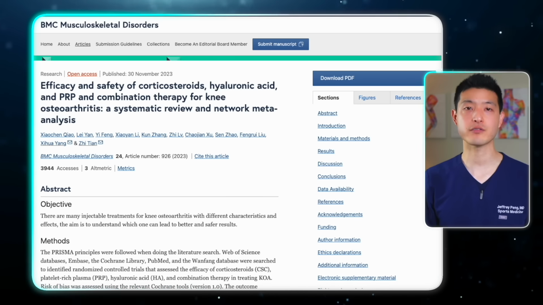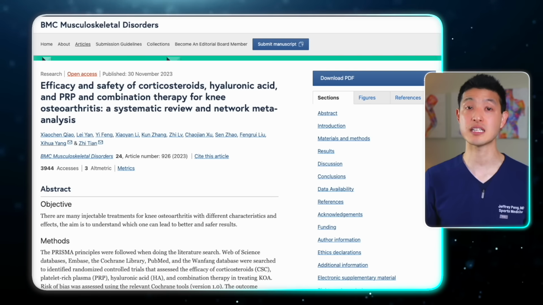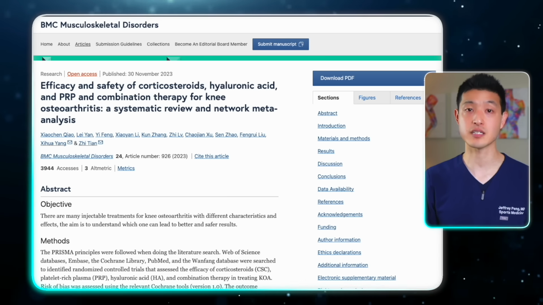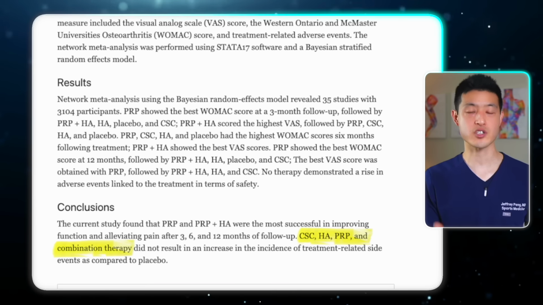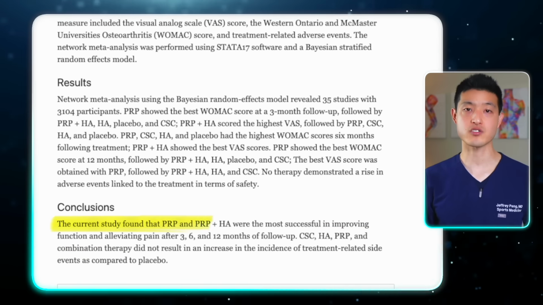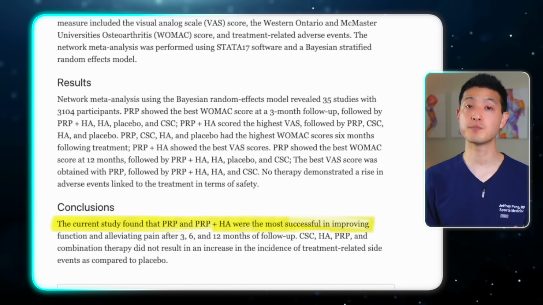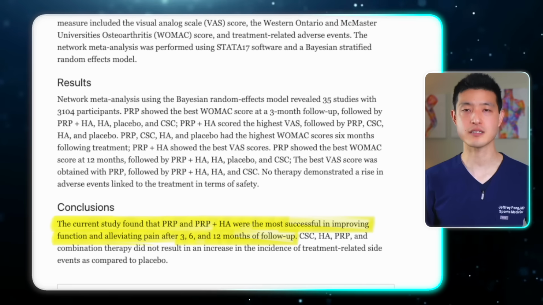One of the best studied indications for PRP injections is knee osteoarthritis, and the body of evidence supporting its use continues to grow. A recent study analyzed 35 randomized controlled trials with a total of over 3,100 participants with knee osteoarthritis. This comprehensive study evaluated the effectiveness of various treatments including corticosteroids, platelet-rich plasma, hyaluronic acid, and placebo. The results showed that PRP injections were the most successful treatment in improving function and reducing pain after 3 months, 6 months, and 12 months of follow-up.